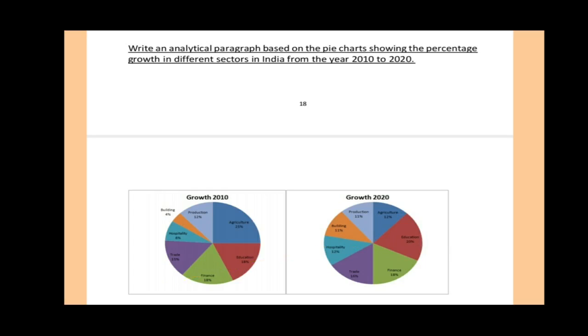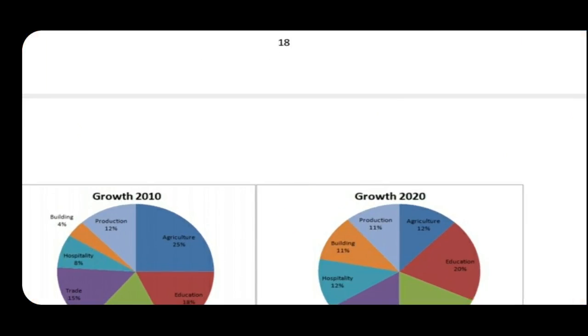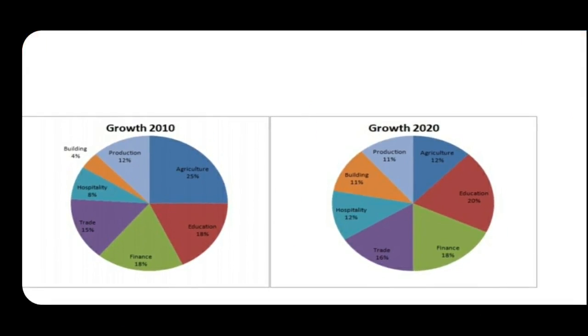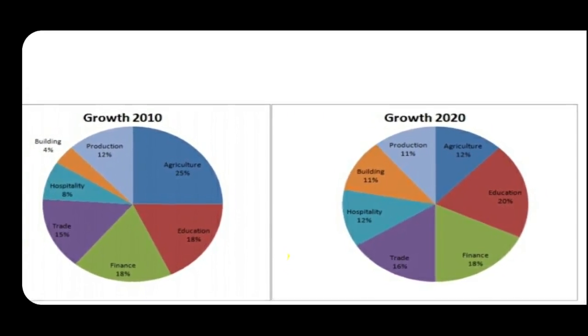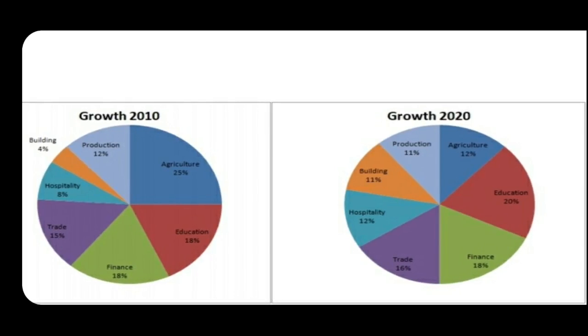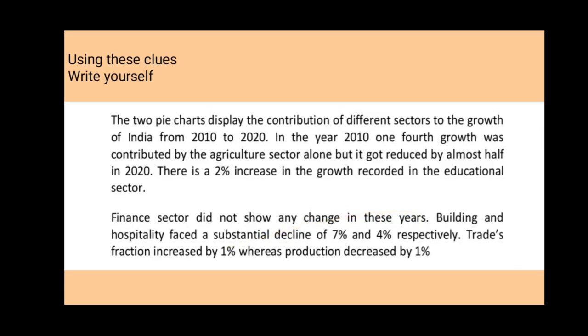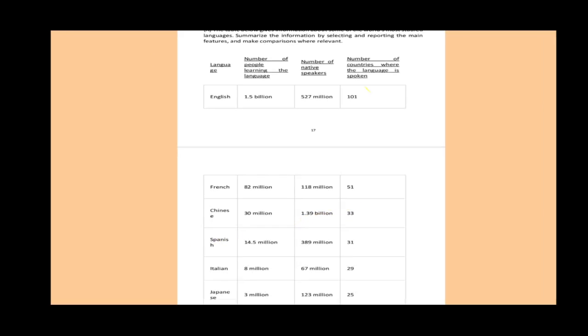Now this is the next question. Write an analytical paragraph based on the pie charts showing the percentage growth in different sectors in India from the year 2010 to 2020. These are the charts. I think now this is visible to you. Growth in 2010 and growth in 2020. Next, you can take some clues from these lines and write yourself.